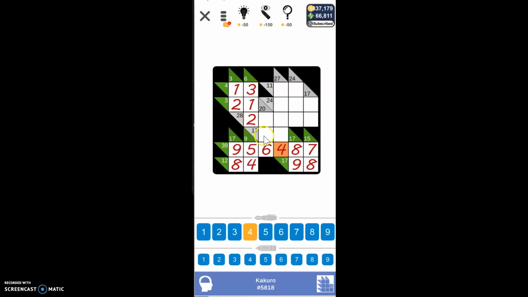Well, we still have 2 possibilities here, and so what if this is an 8 right here? If that's an 8, that's 14, that'll be a 6. We have 2 6s, that's no good. So we have a 9 and an 8. And then up here we've got a 5.